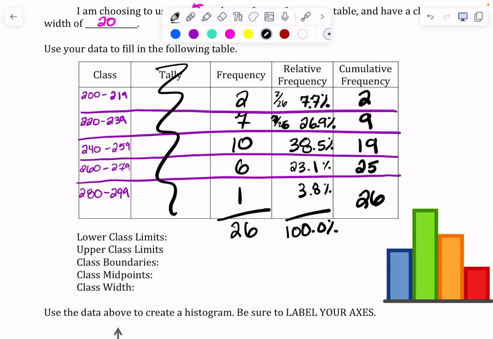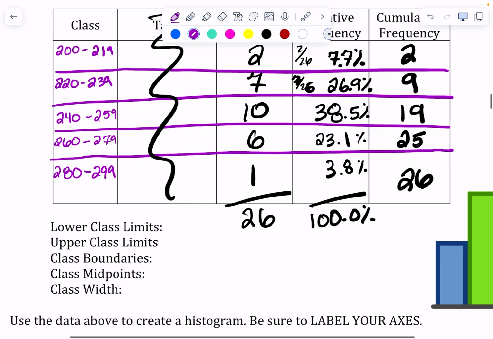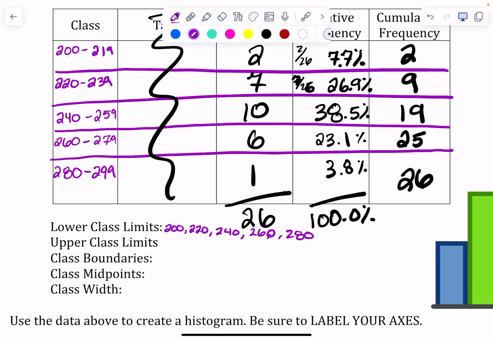Okay, lower class limits. What are my lowers? 200, 220, 240, 260, and 280. Okay? Uppers. 219, 239, 259, 279, and 299.